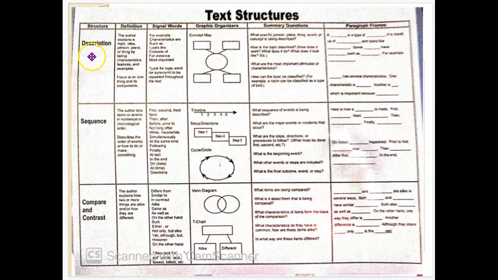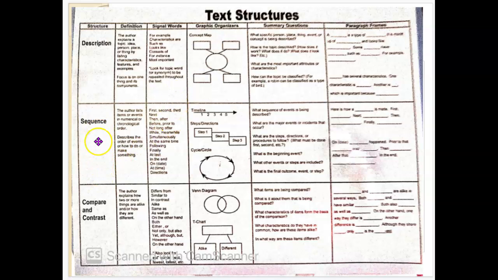In description text, the definition is that the author explains a topic, an idea, a person, place, or thing. Signal words for description are, for example, such as, for instance, or most important. And you may see it written in this way. If you look at these paragraph frames, it gives you some ideas. It also gives you some good summary questions for description text. So if that is one of your answer choices, you can take a look. Do I see any of these signal words?